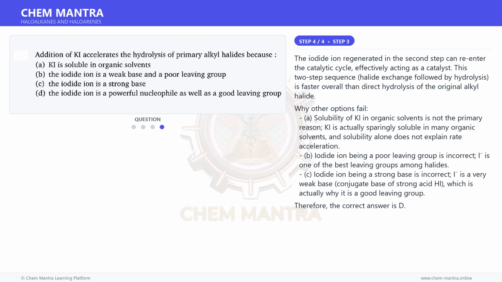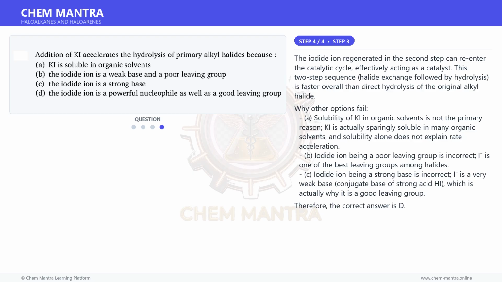Why other options fail? A. Solubility of KI in organic solvents is not the primary reason. KI is actually sparingly soluble in many organic solvents, and solubility alone does not explain rate acceleration. B. Iodide ion being a poor leaving group is incorrect. I- is one of the best leaving groups among halides.